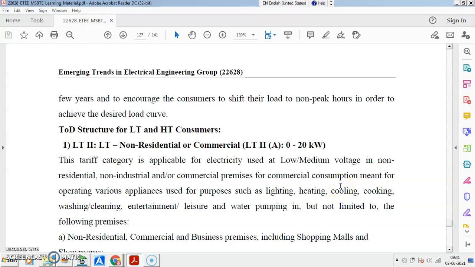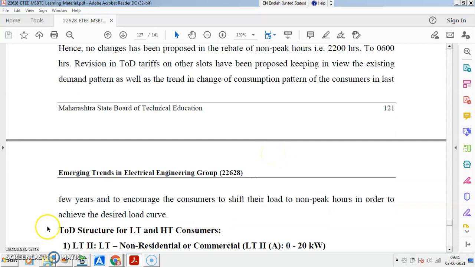Okay, any doubt? Any doubt regarding TOD?